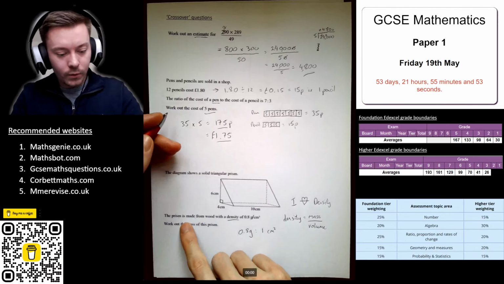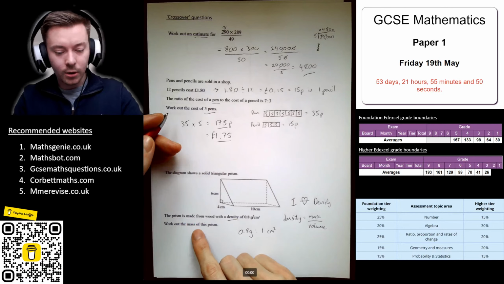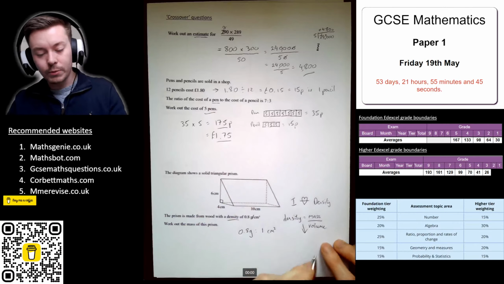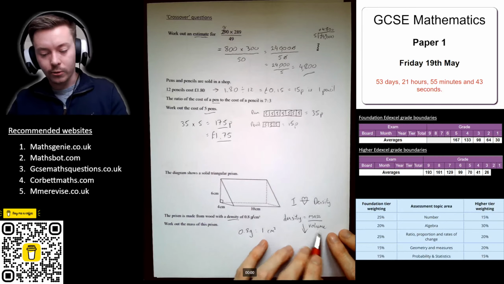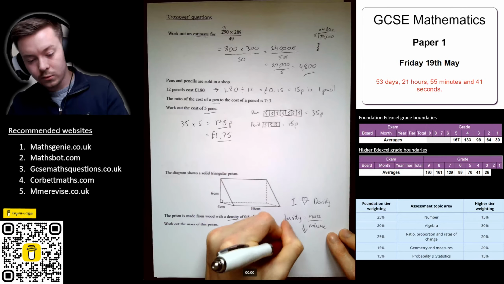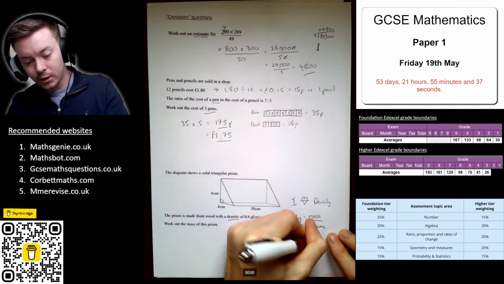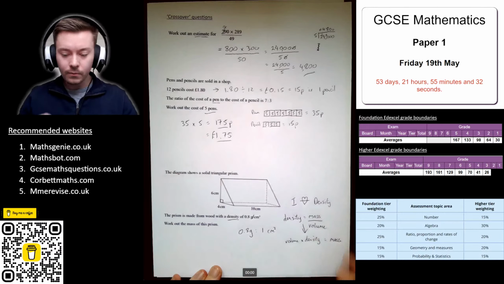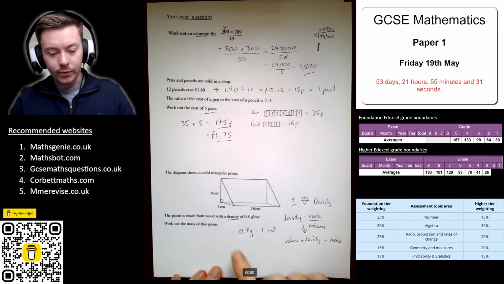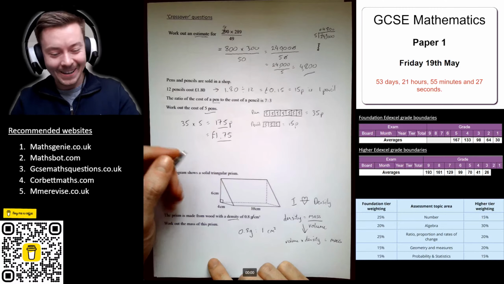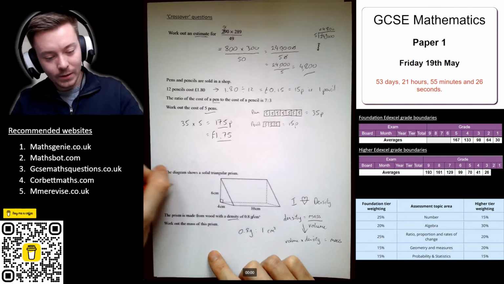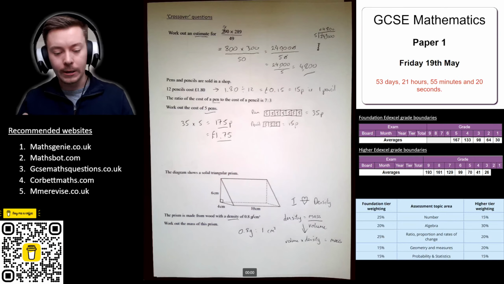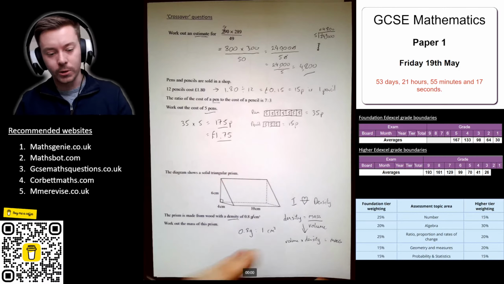Right, so work out the mass of this prism. What we need to do is work out the volume, and then times both sides by volume to cancel out the divide on the right hand side. We get volume times density is equal to mass. So again, we need to work out the volume. Work out the area of this triangle on the left hand side, the area of the cross section, then times it by the depth of that cross section.